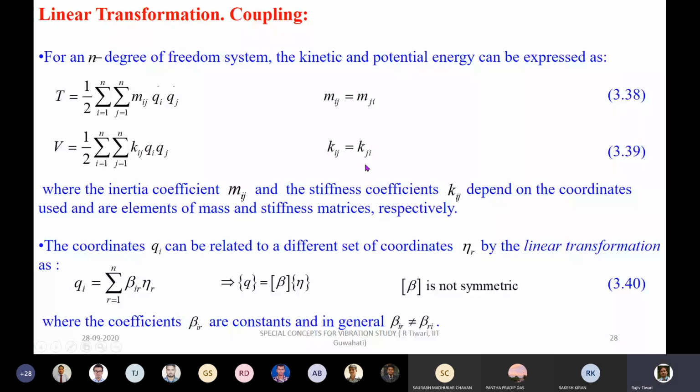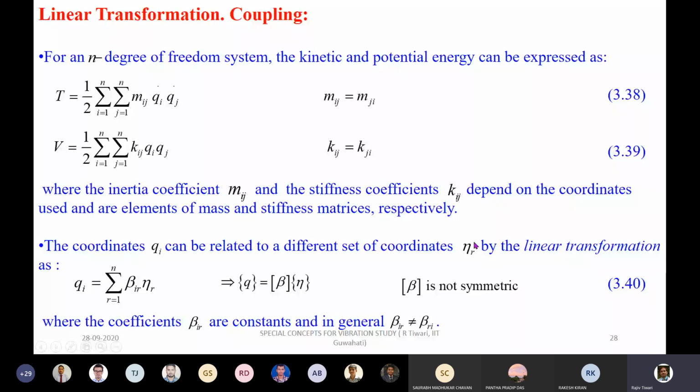Now we want to relate the coordinates qi, which we have been using, to another set of generalized coordinates, eta r. So for qi, we have i equal to 1 to n, so n generalized coordinates in the first case. In the second case, for the same system, we choose a different set of coordinates, eta r, where r is from 1 to n.